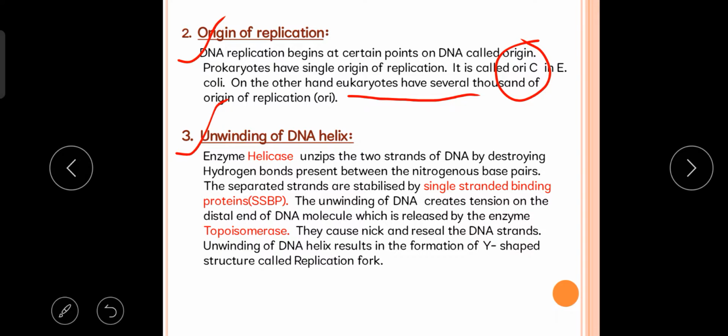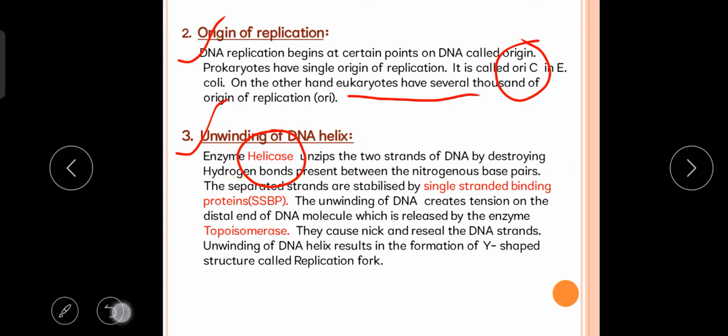So the enzyme helicase, remember all these highlighted names, the helicase one. The enzyme helicase unzips the two strands of DNA. Unzips means unwind. It opens up the two strands of DNA by breakdown of the hydrogen bonds. That is why this is also called the unzipping enzyme. So the enzyme helicase unzips or unwinds the two strands of DNA by destroying the hydrogen bonds present between the nitrogenous base pairs.